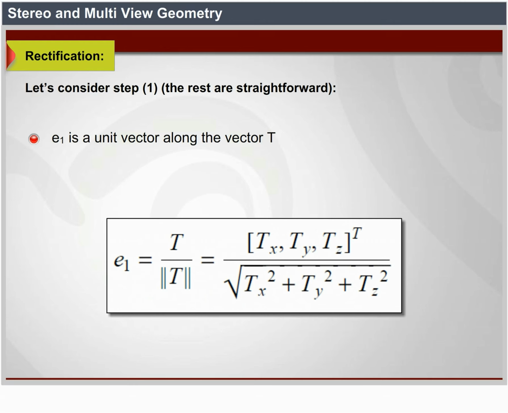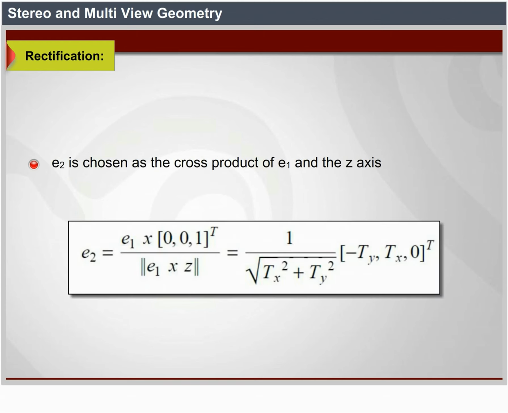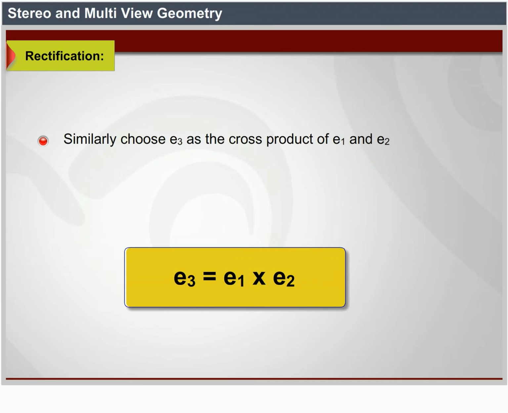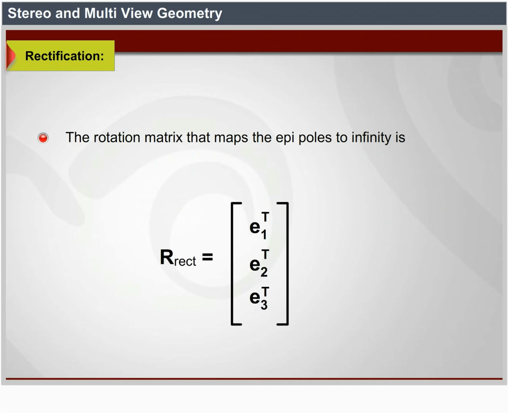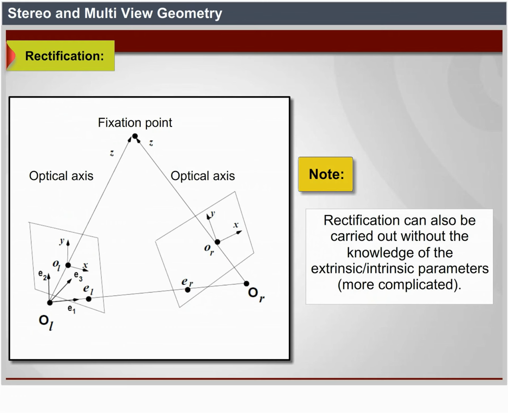e2 is chosen as a cross product of e1 and the z-axis, and this can be represented as per the equations on screen. Similarly, choose e3 as a cross product of e1 and e2: e3 = e1 × e2. The rotation matrix that maps the epipoles to infinity is given on the screen. Note: rectification can also be done without knowledge of the extrinsic and intrinsic parameters, but it is more complicated.